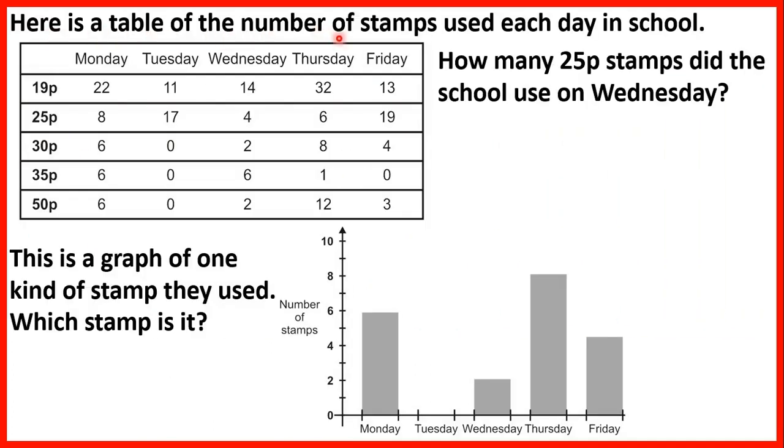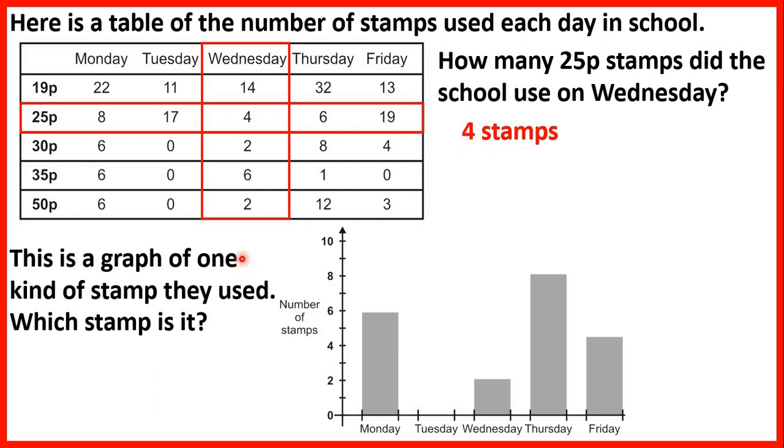Here is a table of the number of stamps used each day in school. How many 25p stamps did the school use on Wednesday? So we can find the column for Wednesday, and then if we find the row for 25p stamps, we can see that the school used 4 25p stamps on Wednesday. So our answer is 4 stamps.